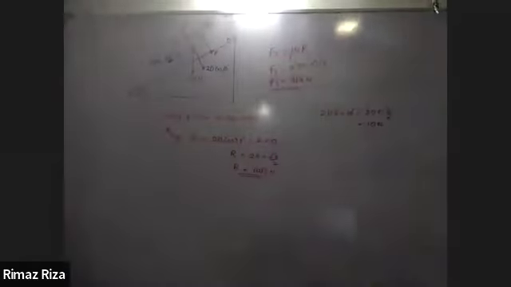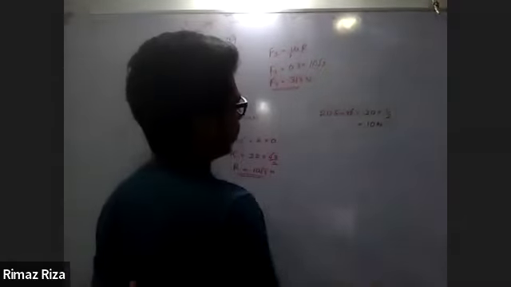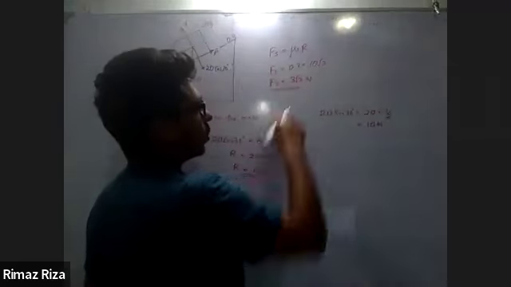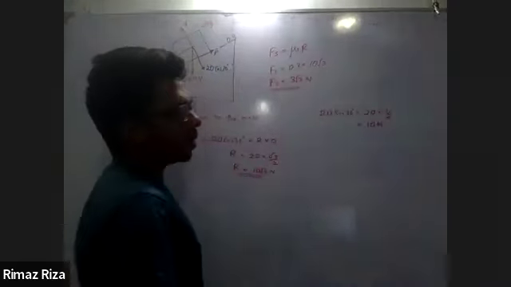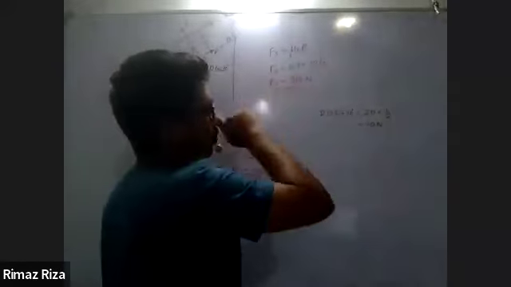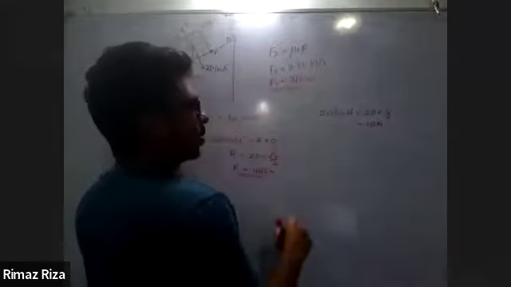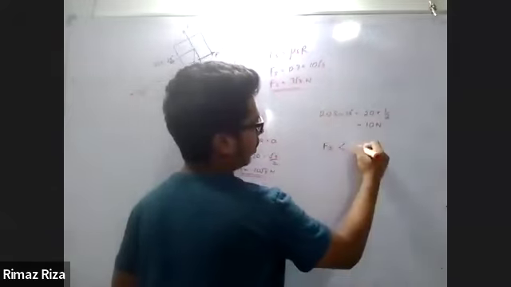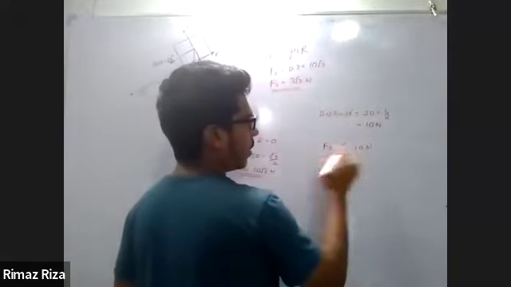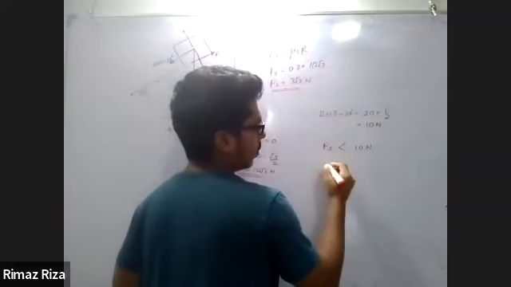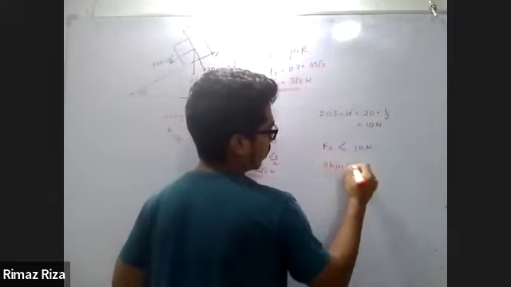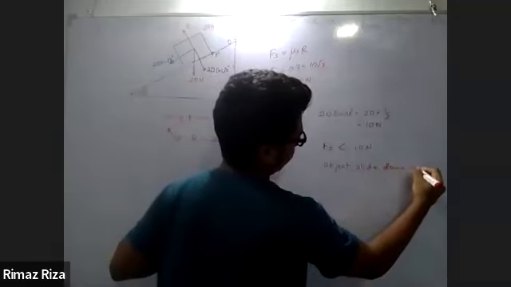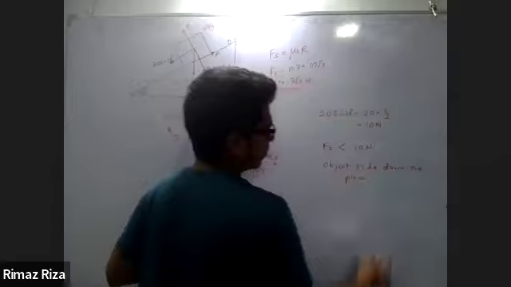So then we can say 3 into root 3, where root 3 is 1.7 something, will definitely be less than 10. So Fs is less than 10 Newton, or 10 Newton is greater than Fs. Therefore, the object will accelerate, slide down the plane.